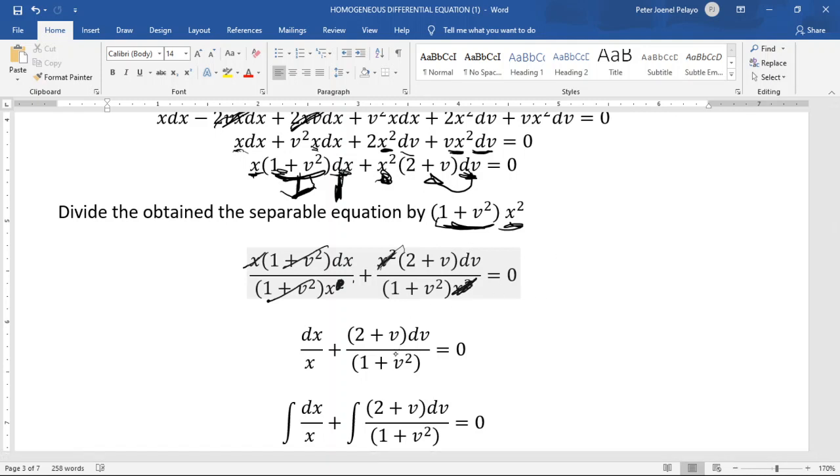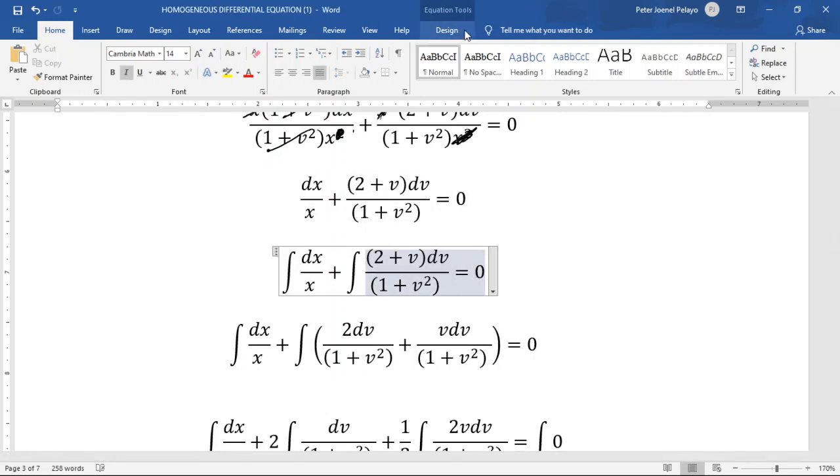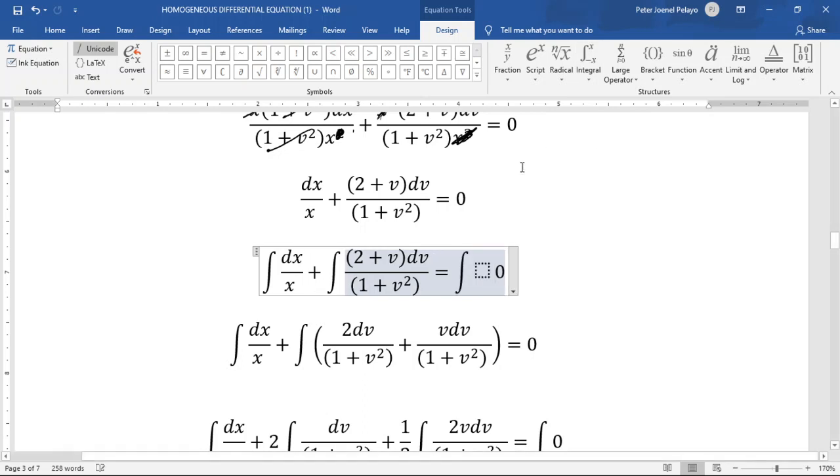So, what we have is the integral of (2 plus v) dv, all over 1 plus v squared. So, ito yung integrate natin. Tama? So, dapat may integral siya.